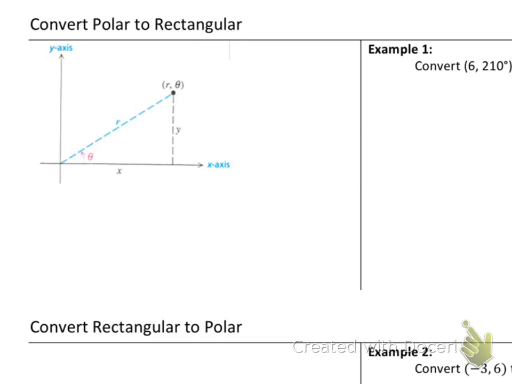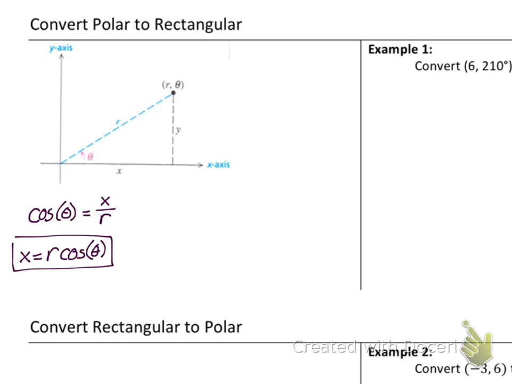So if I had to do that, I would do, hey, cosine, let's move to black. So we're going to do cosine of theta equals adjacent over our length r. Well, if I multiply both sides by r, I'm going to come up with x equals r times cosine of theta, a brand new equation we haven't seen at all so far.